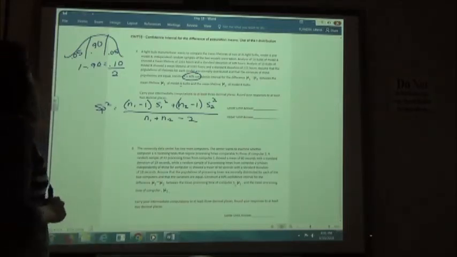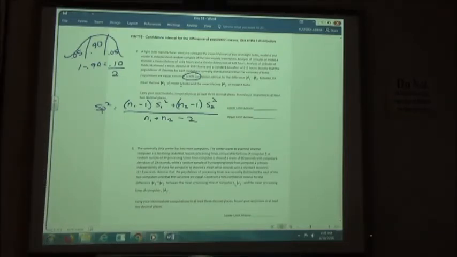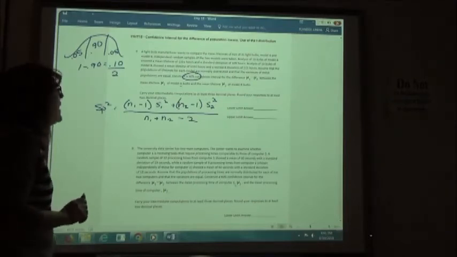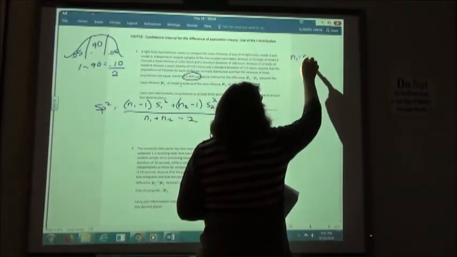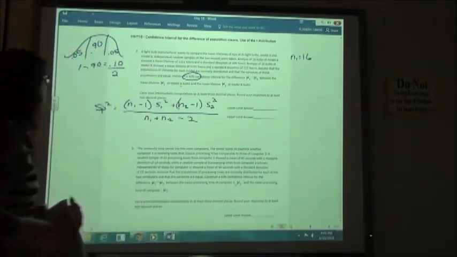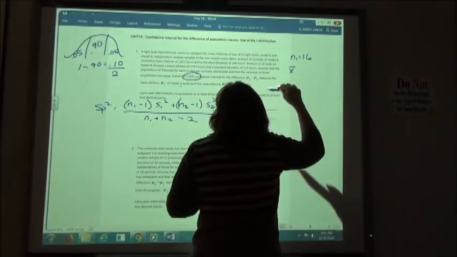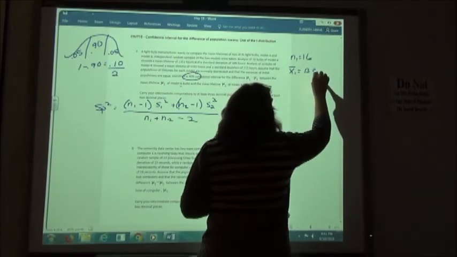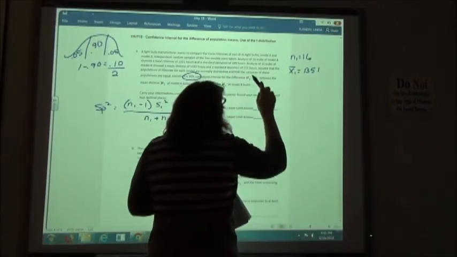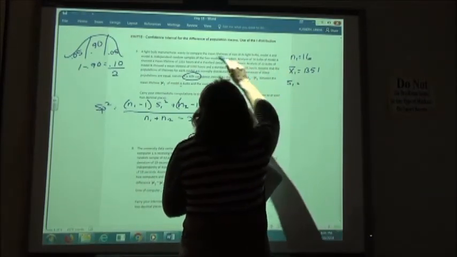It says, a light bulb manufacturer wants to compare the mean lifetimes of 2 of its light bulbs, Model A and Model B. Independent, random samples of the 2 models were taken. Analysis of 16 bulbs, that means n1 is going to be 16, of Model A showed a mean, which is your x bar that we don't need on the first part, but we'll need later. x bar 1 is 1,351. Standard deviation, that's going to be your S, of 109.